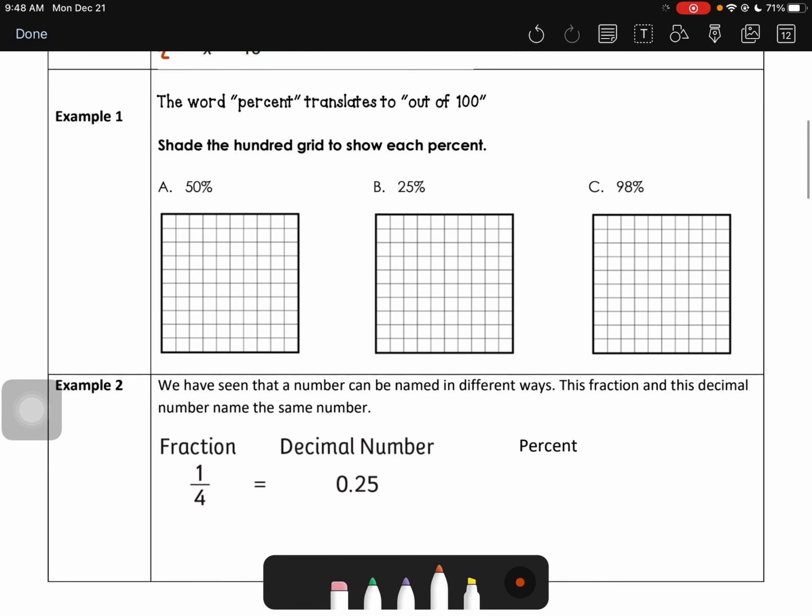All right, the word percent means out of 100. So if we were going to shade 50% of this grid that has been divided into 100 squares, we want to shade 50% of that. So we would be shading 50 out of 100 squares.